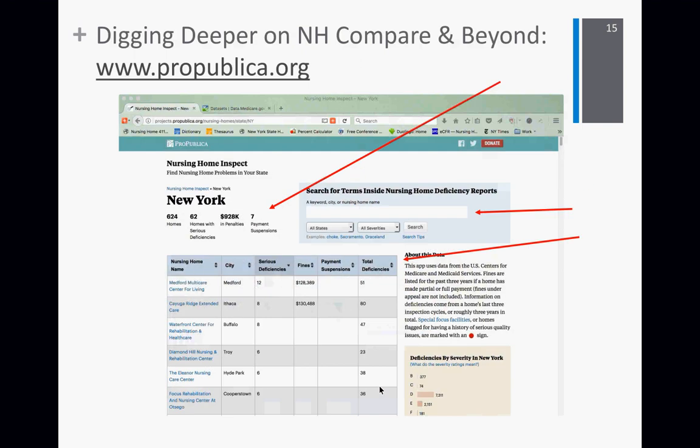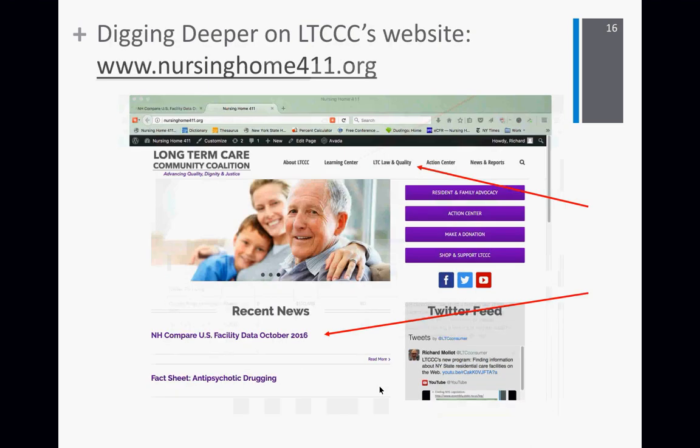What I did here is I just looked up New York, and you could see what comes up. Here we looked at payment suspensions. There were 7 payment suspensions listed here for New York, and it shows you on the left-hand side of the column the name of the nursing home, the city, how many serious deficiencies the nursing home was found to have, the level of fines, and the total deficiencies for that nursing home. And these are sortable, so it's another way of looking at information online, and we use this resource as well.